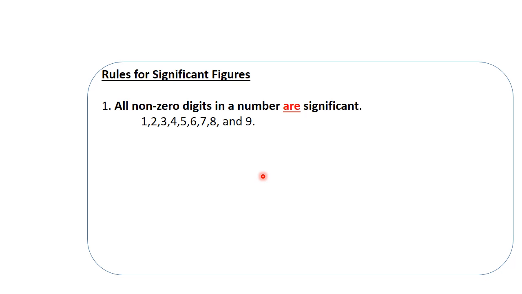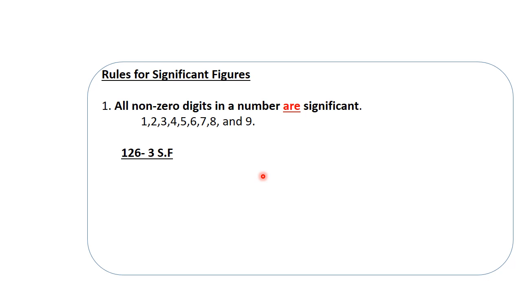So here are the rules for significant figures. The first is: all non-zero digits in a number are significant. Remember, what we are learning is how to tell how many significant figures are in a given number. So what does this mean? If you find any of these, 1, 2, 3 up to 9, in a number, then it is significant.